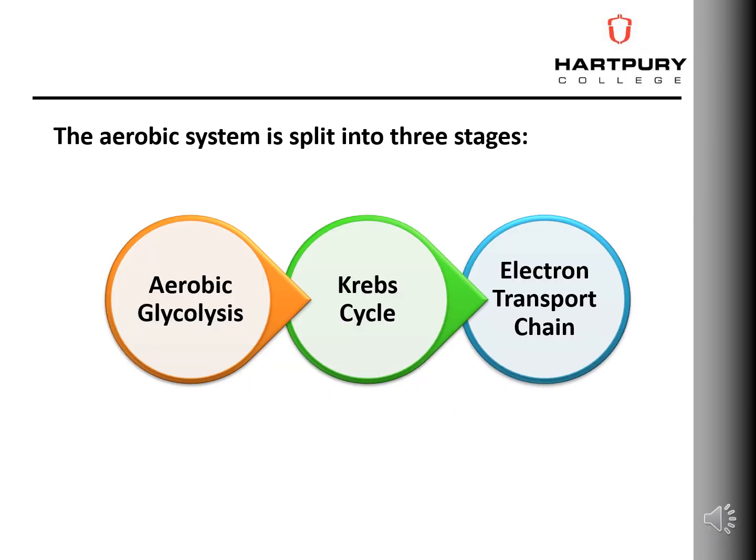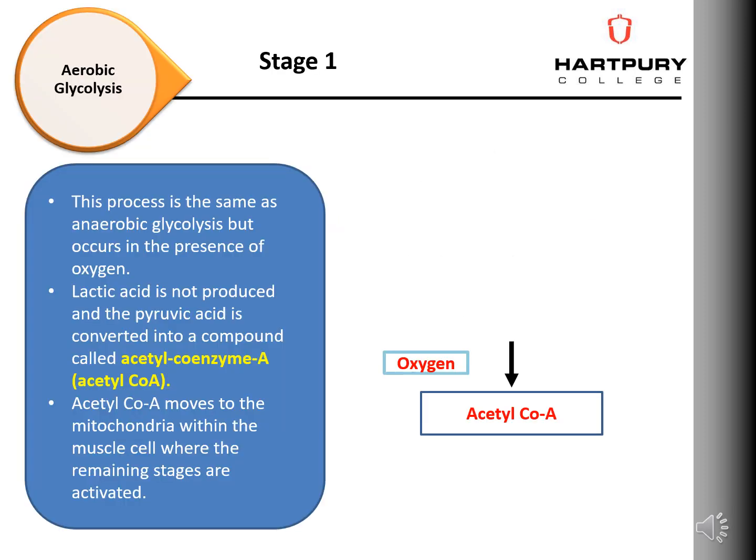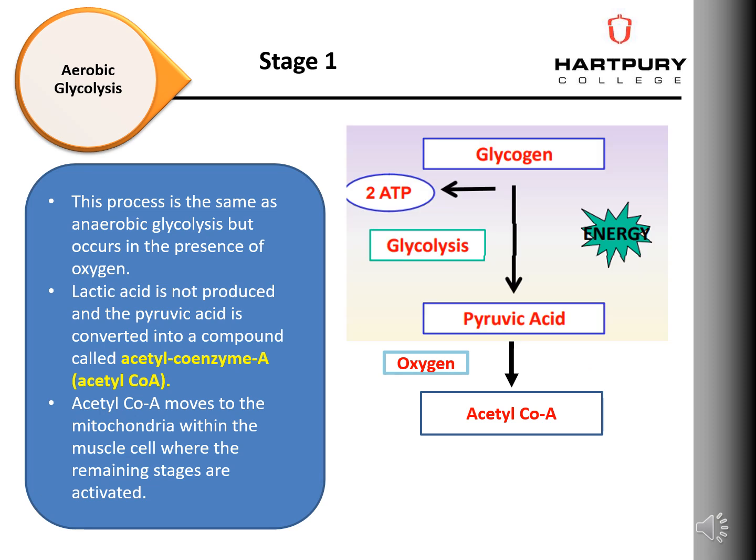The aerobic system is split into 3 stages: aerobic glycolysis, the Krebs cycle, and the electron transport chain, and we will go into further detail in the next few slides. Stage 1 then, aerobic glycolysis. This process is the same as anaerobic glycolysis, but occurs in the presence of oxygen. So lactic acid is not produced and pyruvic acid is converted into a compound called acetyl coenzyme A. That eventually moves to the mitochondria within the muscle cell while the remaining stages are activated.